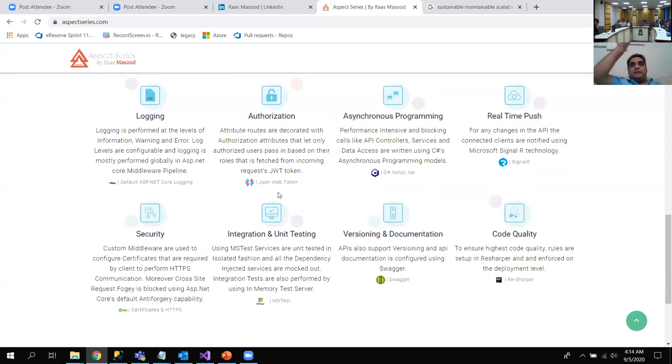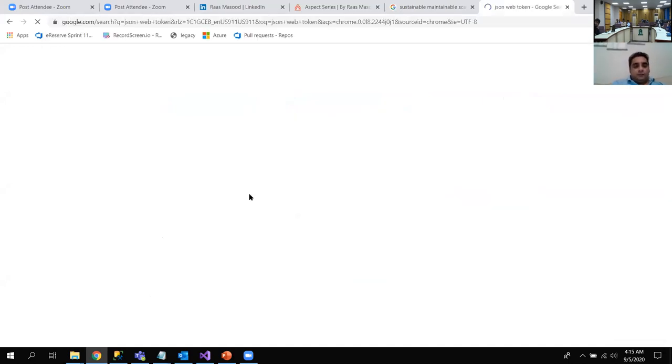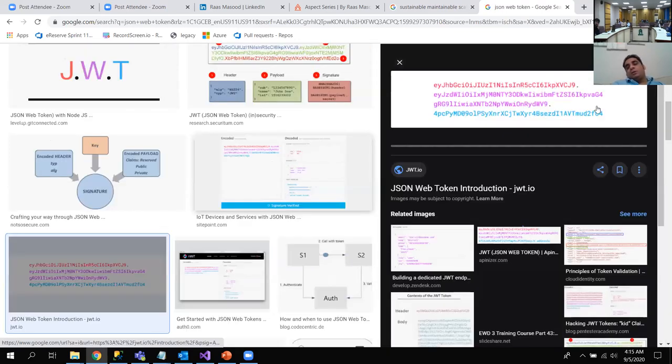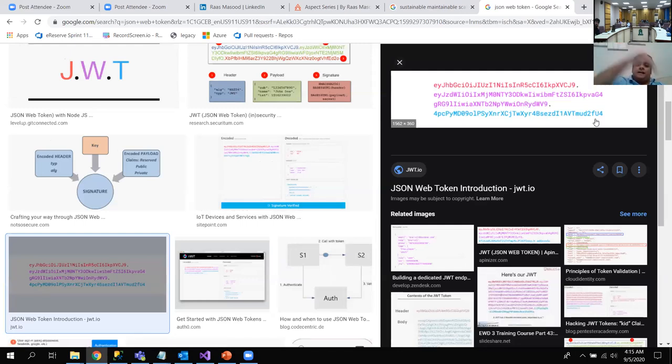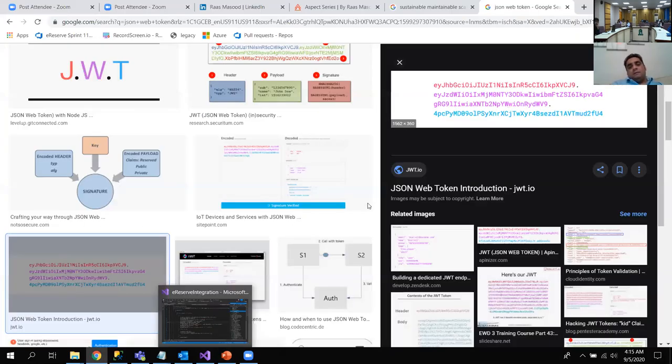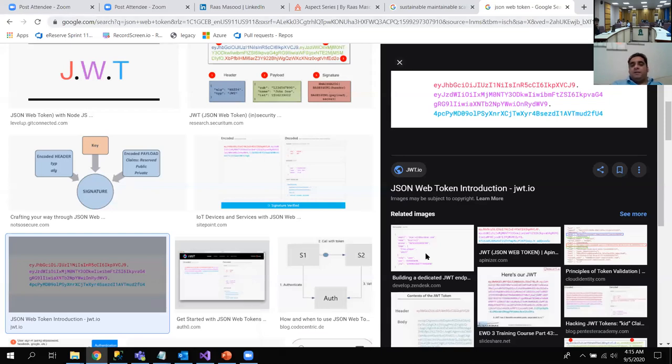A client gets authenticated from an authentication server, and then it gets a token which looks something like this. It's an encrypted token. It comes from the authentication server, lands on the client side, and then from the client side it gets injected in every HTTP call. So when a client makes an HTTP call to the server, this token is a part of that call. And then the server knows whether the person who is talking to it is an authenticated person or not. So a very researched authentication mechanism was involved. And then I have versioning and documentation and code quality.